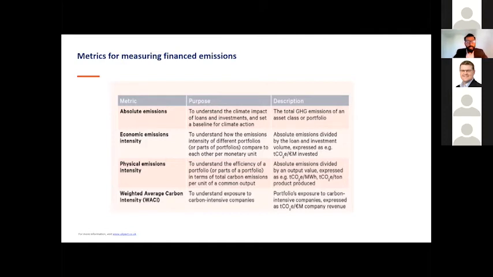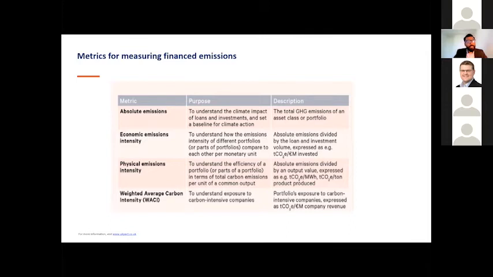On the left-hand side in the first column, the metrics are given. So here the metrics that are recommended are absolute emissions, economic emissions, physical emissions, and weighted average carbon intensity. So on the absolute emissions here, the purpose is to understand the climate impacts of loans and investments. And what should be disclosed is the total greenhouse gas emissions of an asset class or portfolio. So as asset owners, as principal consultants, trustees on retirement funds, one should be looking at the total emissions for an asset class or portfolio within your fund.